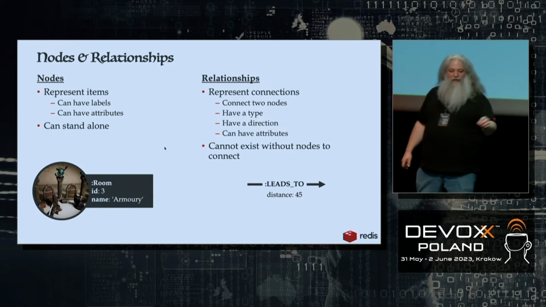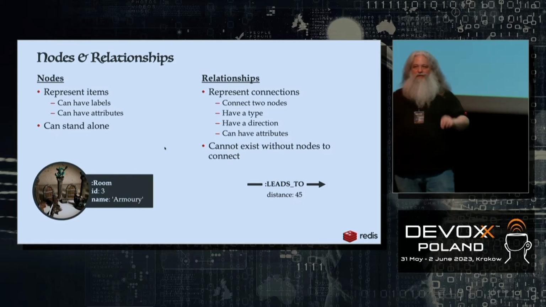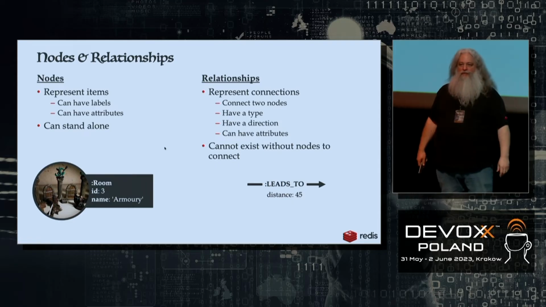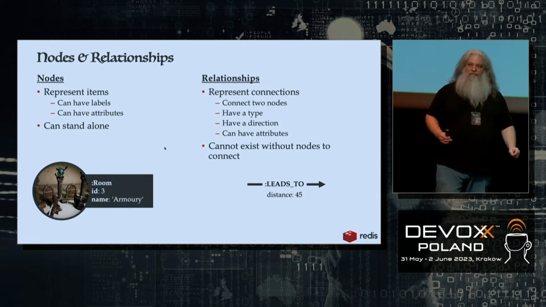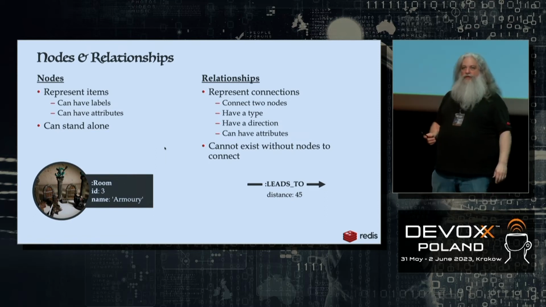And most importantly, a relationship cannot exist without two nodes. If you delete a node in that relationship, the relationship's gone. It evaporates, it's deleted. So if you delete the node, its relationships go with it.